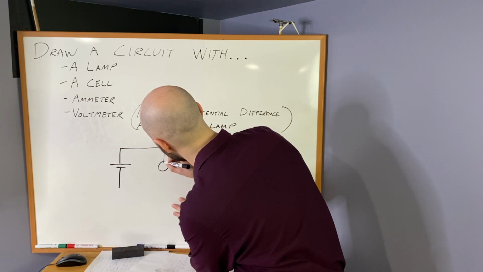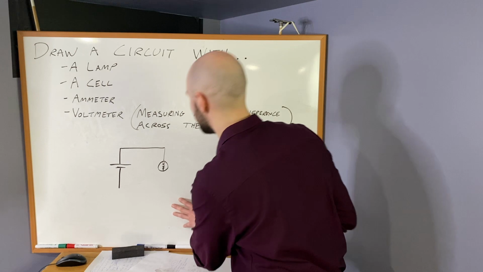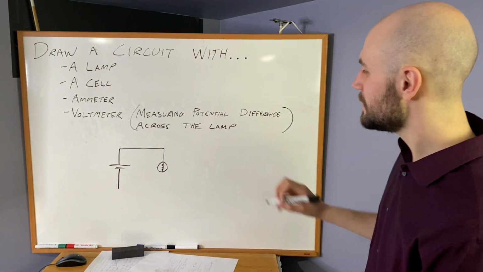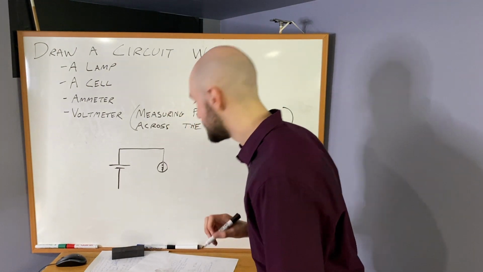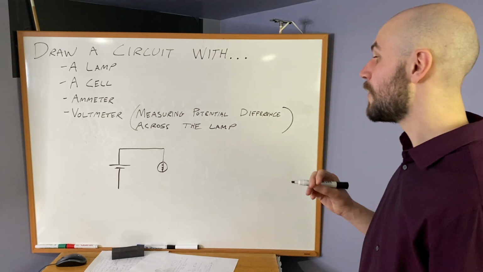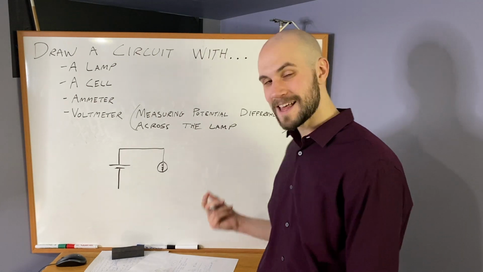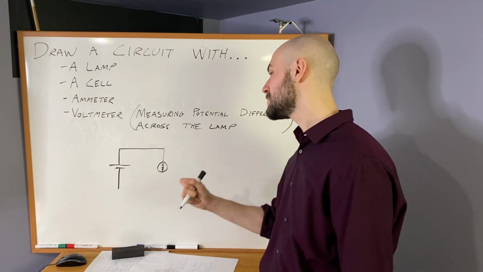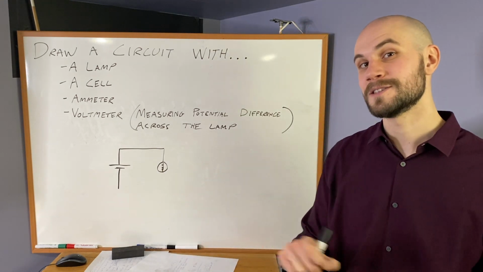Look at the reference table. It's a circle with some squiggles in there. There you go. That's our lamp. Our lamp lights things up. You see the lamp lighting up, but what you don't see is it also resists the flow of current inside of our circuit.